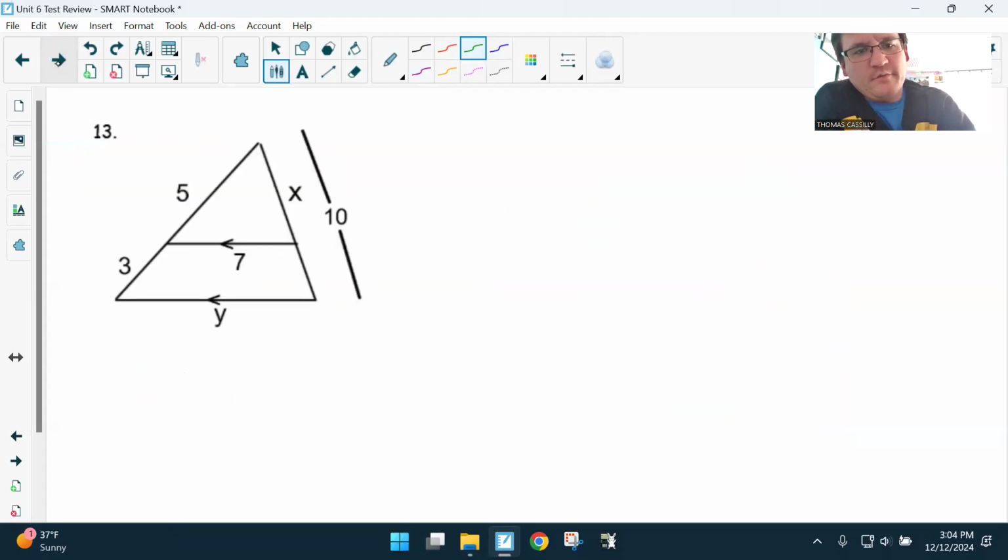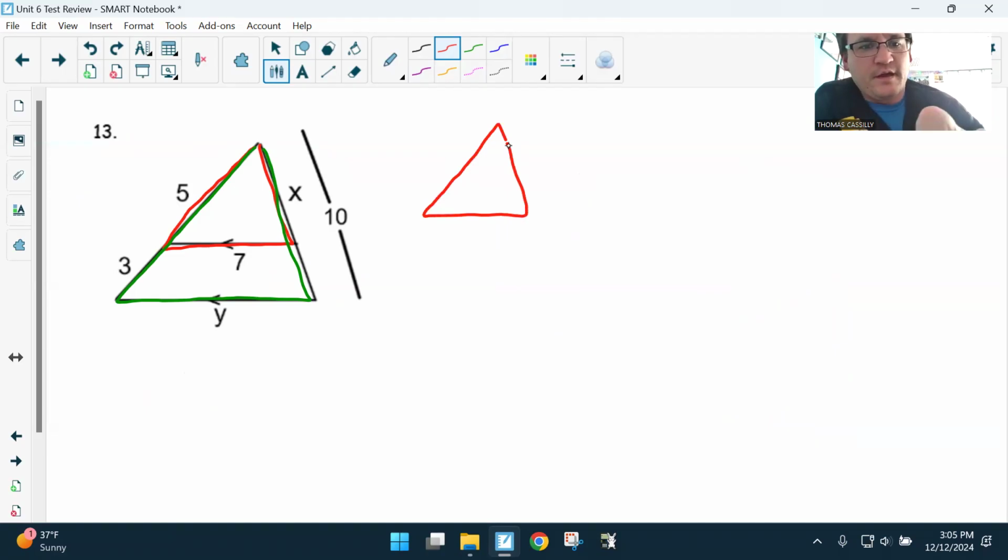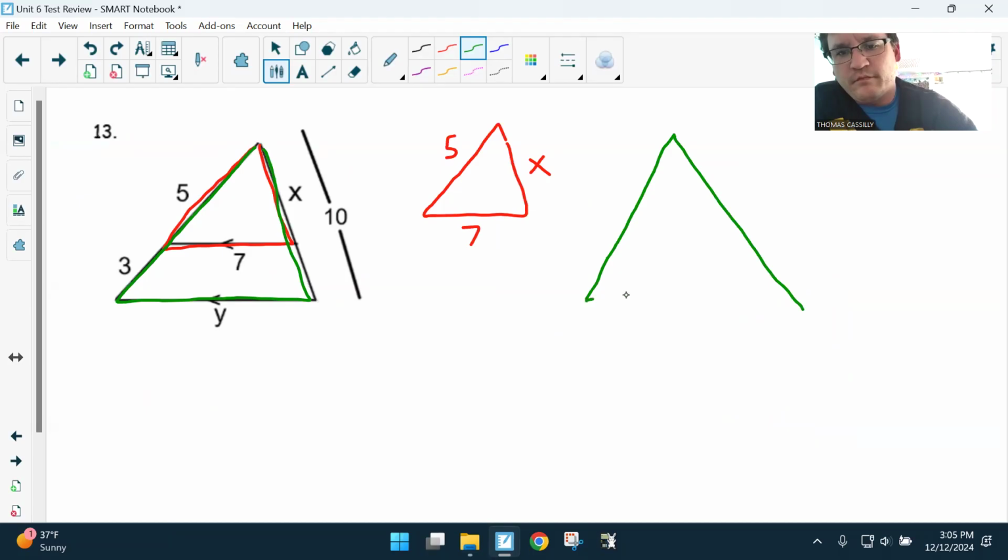All right, I did one similar to this. So here's what I'm going to do. I'm going to take both of these triangles and split them up. So I get the smaller red triangle. If I fill in all the sides here, I get a 5, a 7, and an X. If I look at the green triangle, I have a 10, a Y, and an 8.